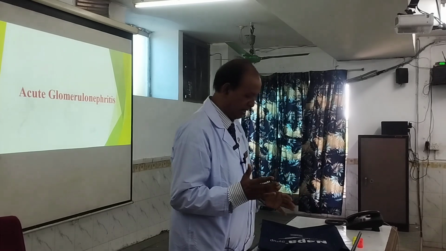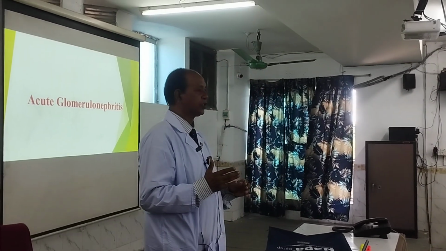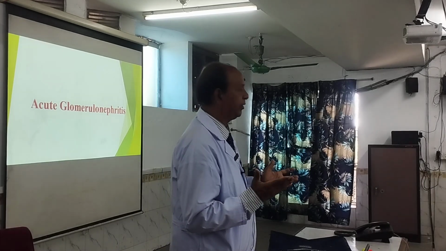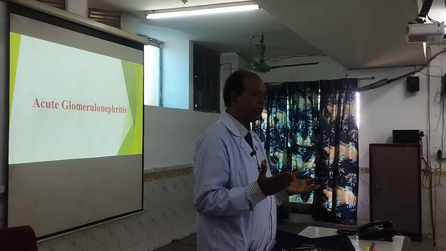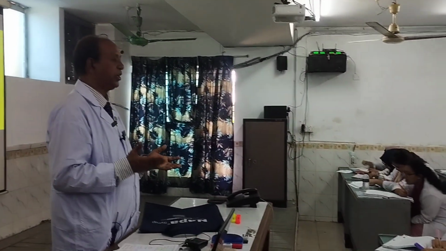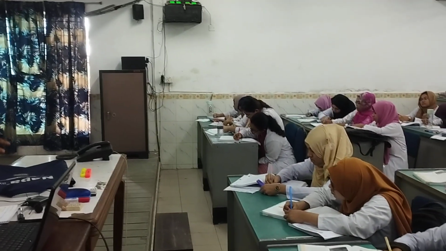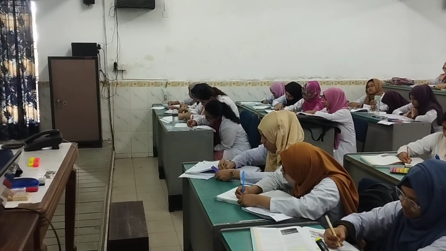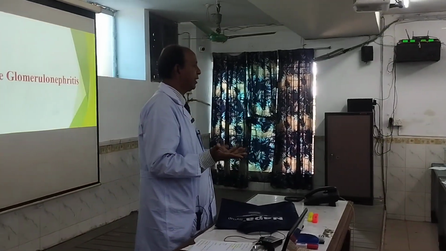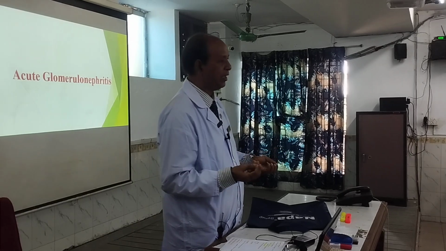Remember this. Next, you should know what is nephron. It's a very important part of the kidney. What is nephron? It is a structural and functional unit of the kidney. It has got two parts, renal corpuscle and renal tubule. Renal corpuscle means glomerulus and Bowman capsule. Then tubule means tubules, ascending limb, descending limb, loop of Henle, collecting duct.